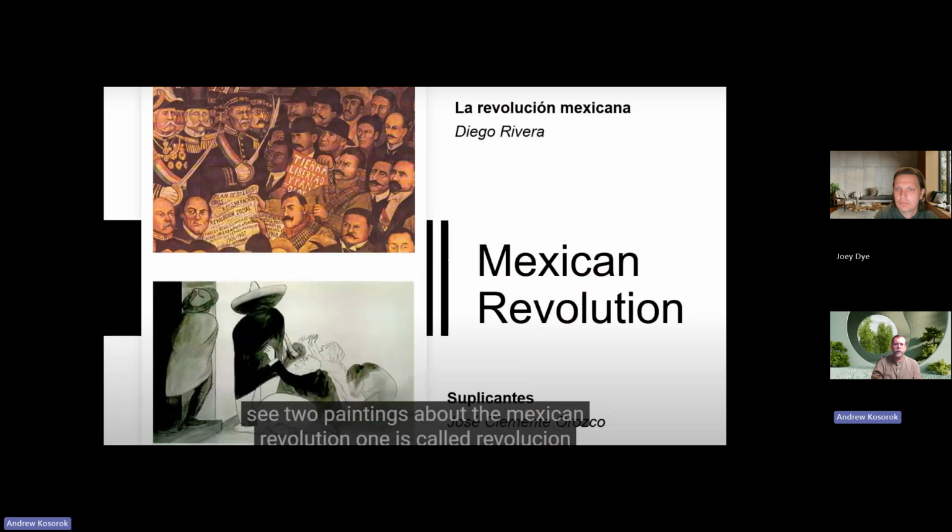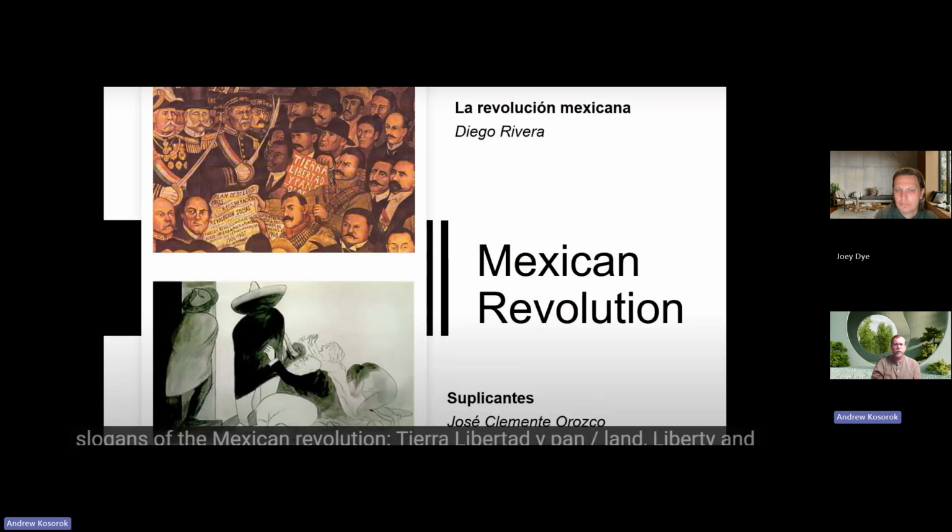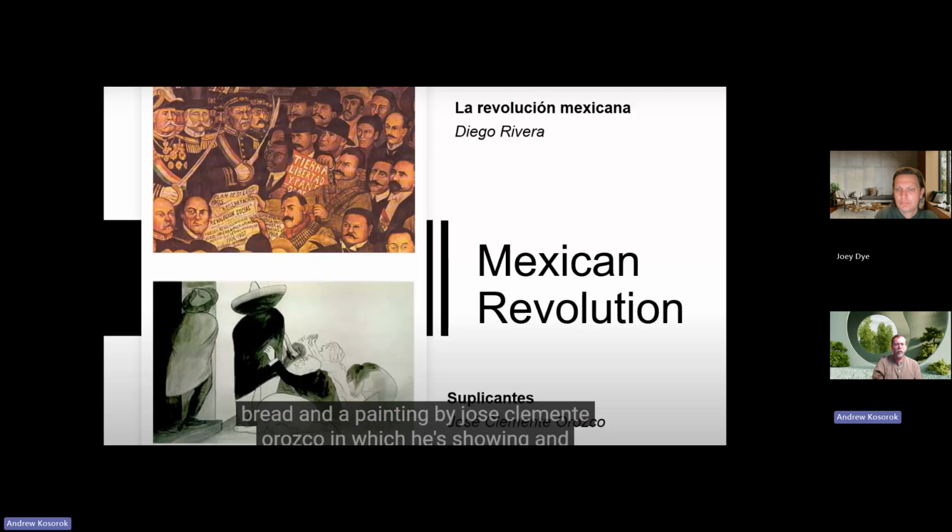And finally, we see two paintings about the Mexican Revolution. One is called La Revolución Mexicana by Diego Rivera. Again, he's showing a non-controversial image in which we can see all the stakeholders of the Mexican Revolution, the main phrases and slogans of this revolution: Tierra, Libertad y Pan, land, liberty, and bread, and a painting by José Clemente Orozco in which he's showing another image of the revolution, one that is a little bit more nuanced with some pain and suffering of the people during this conflict.